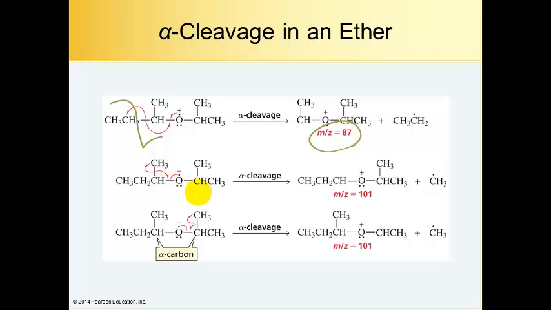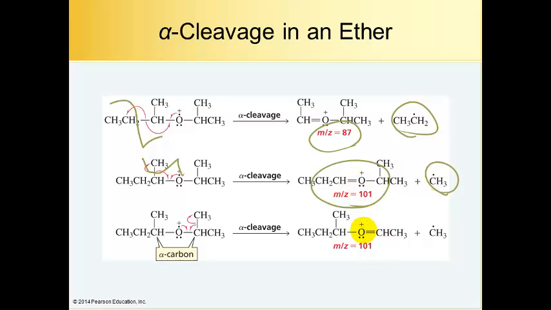And then alternately, we can have this electron hop in and one of these hop in and then the other one hop up, so we end up with the methyl group leaving. Up here, the ethyl group left. And so we end up with the mass charge of 101, that's what's left.